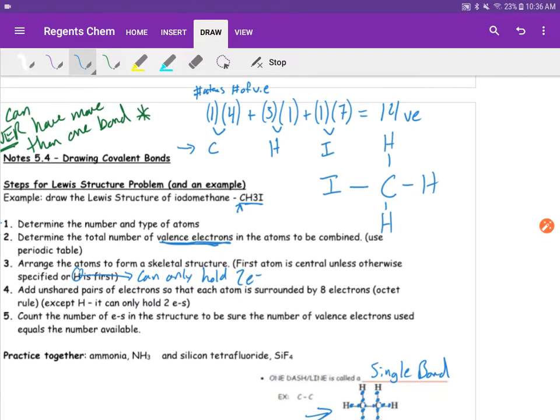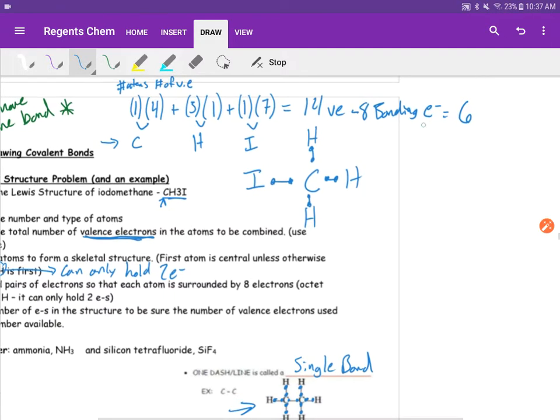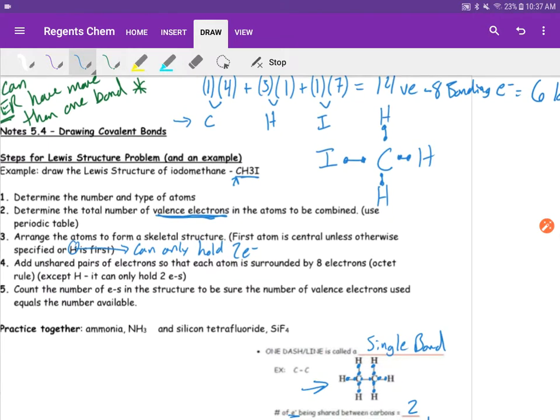Now, how many electrons have I added in there? Well, I've got 1, 2, 3, 4, 5, 6, 7, 8. So I need to subtract out from my 14 total. I need to keep track of how many electrons I've used. So I've got 8 what we call bonding electrons. That means they're used in bonds. So that means I have 6 left over. These 6 that remain are going to be lone pairs electrons. So we're going to use them on putting lone pairs, which happens to be step 4.